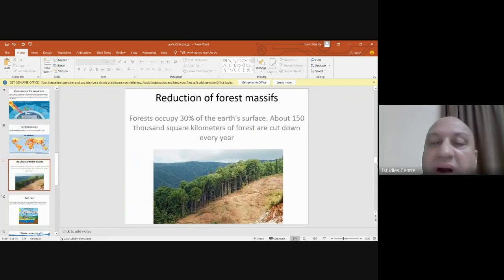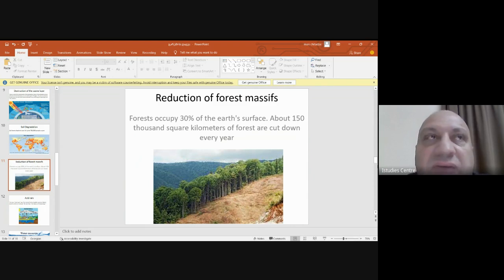Okay, reduction of forests. Forests occupy about 30% of the Earth's surface, and can we imagine that about 150,000 square kilometers of forests are cut down every year? It means two territories of Georgia, my native country, the country which hosts today's international conference, because the territory of Georgia is 69.7 thousand square kilometers. Can you imagine, even more than two Georgias are cut down.